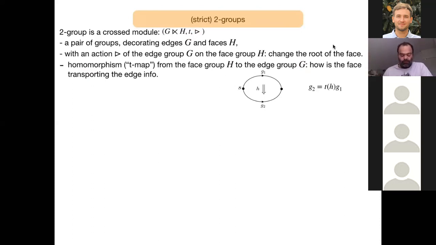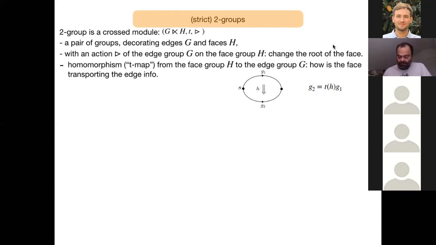What's the concrete meaning of these guys? Here H is going to decorate the faces, and G are decorating the edges, the links, the paths. Intuitively, we say that H is going to transport G1 to G2. Since H and G are in different groups, they need to talk to each other, and that's achieved by the T-map. The T-map allows these two guys to talk together. And so then we're going to say that G2 is going to be G1, and the H information is going to be here through this T-map. So the T-map is what connects G and H.